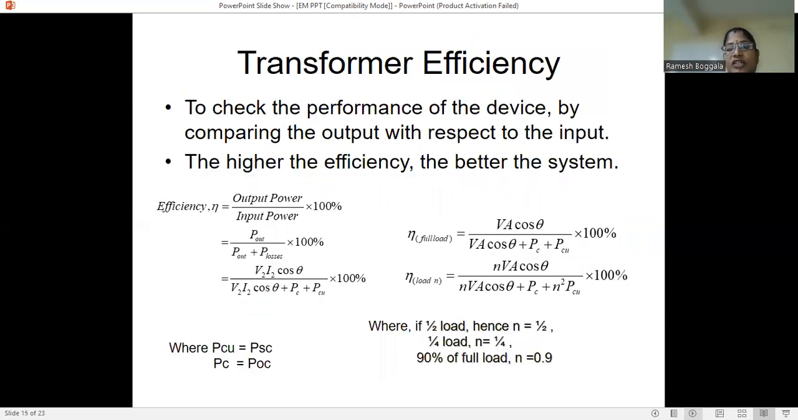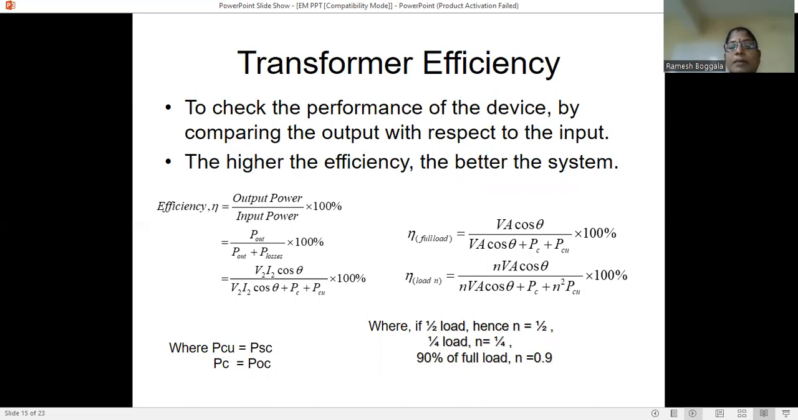Transformer efficiency. What is meant by transformer efficiency? It is used to check the performance of the device by comparing output with respect to input. The higher the efficiency, the better the system. So what is the efficiency? Output by input into 100. Here output is the power output, and input is equal to power output plus losses, into 100.